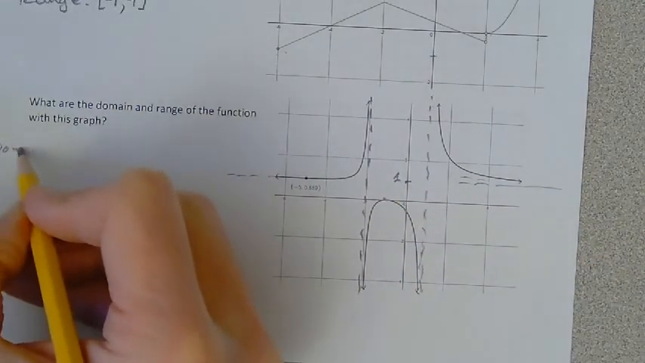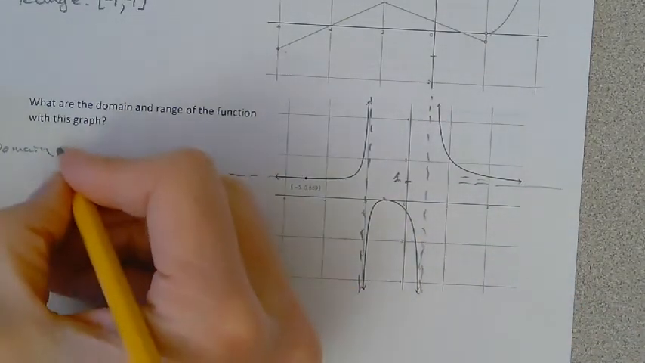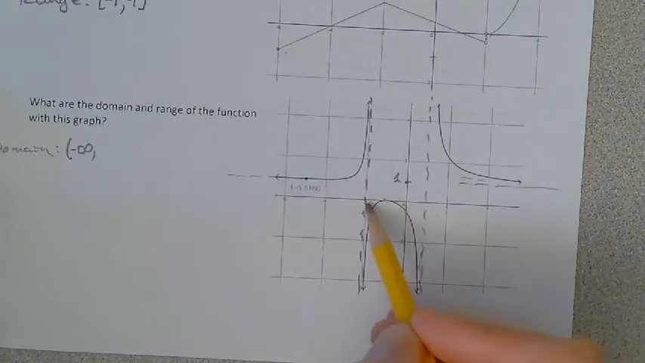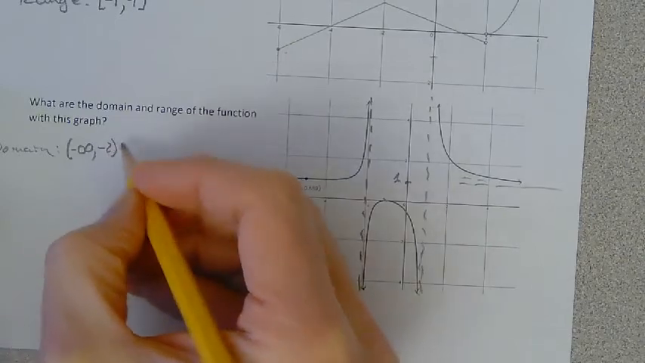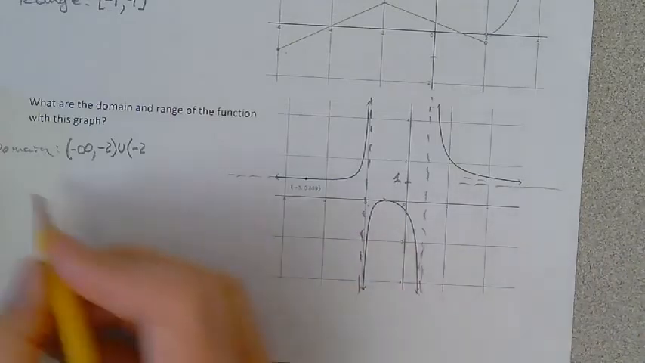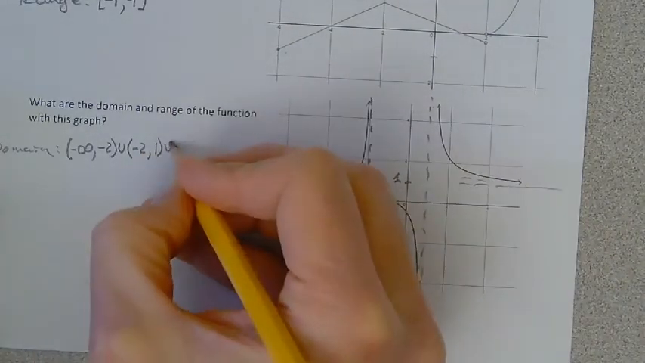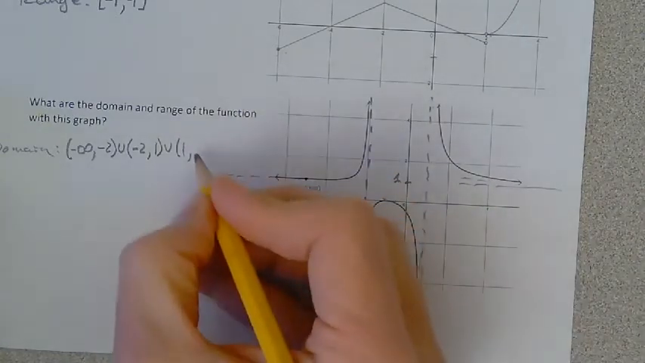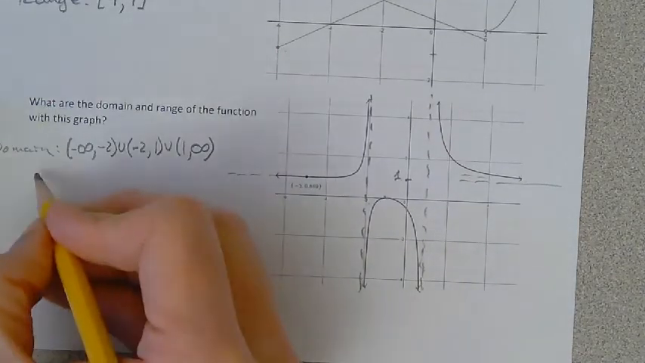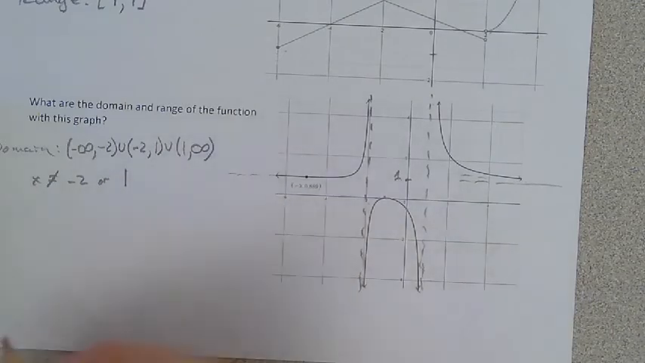So my domain, the numbers that I'm allowed to use, we've got arrowheads on these things indicating that that goes forever that direction. So from -infinity up until I get to this point, which is at -2, I can't use the -2. I can pick back up at the -2 and go to 1. But I can't use the 1. I can pick back up at the 1 again and continue on to infinity. So that is my domain. I could also express that as x cannot be equal to -2 or 1.